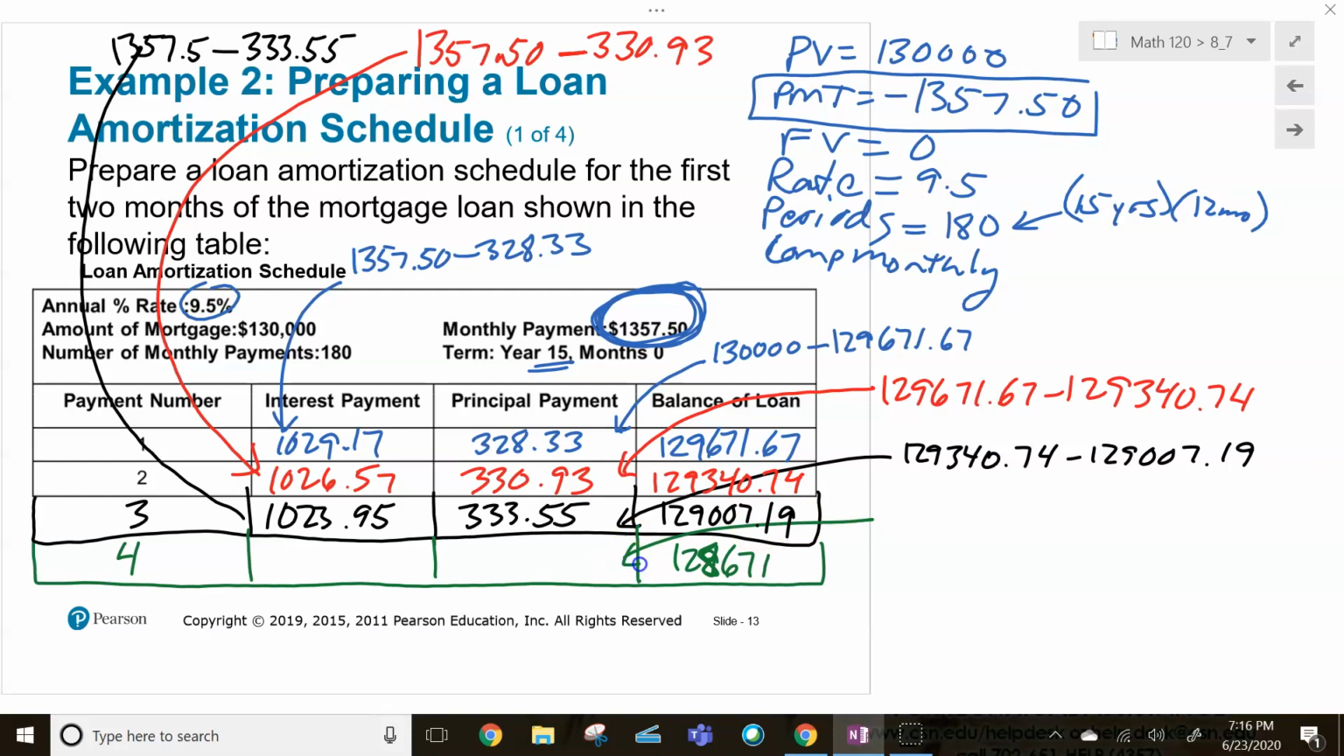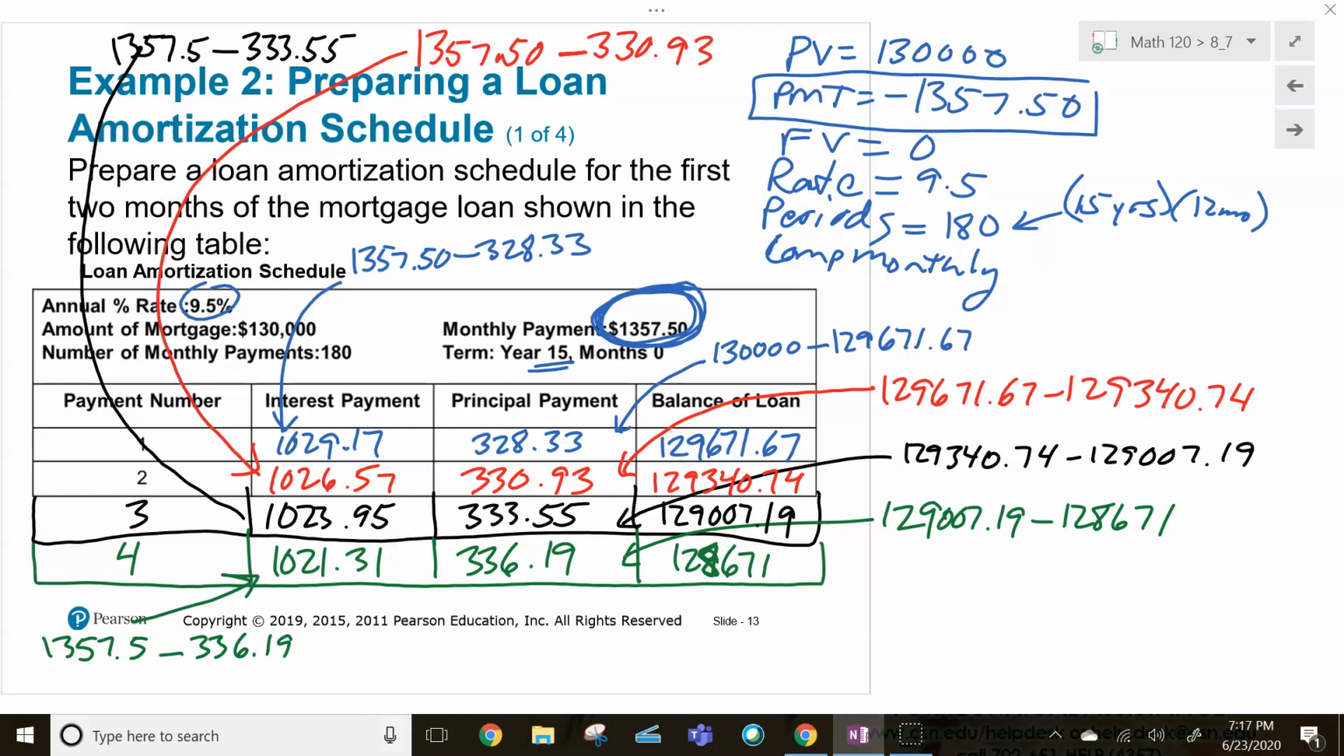So then this right here is 129,007.19 minus 128,671, which leaves me at 336.19. And so then right here, I made a payment of 1357.5 and only $336.19 went towards the principal. So the difference there is 1,021.31 went straight to the bank for interest or profit, right?